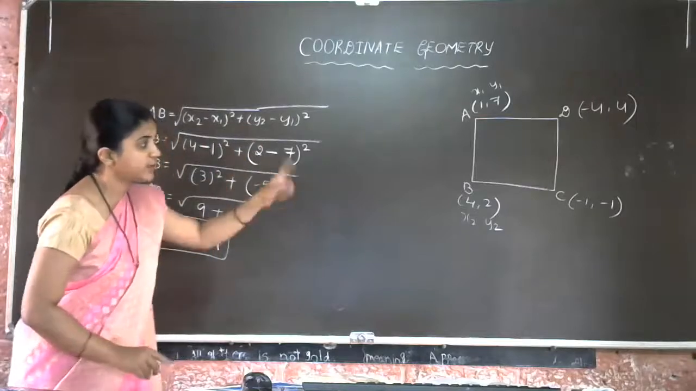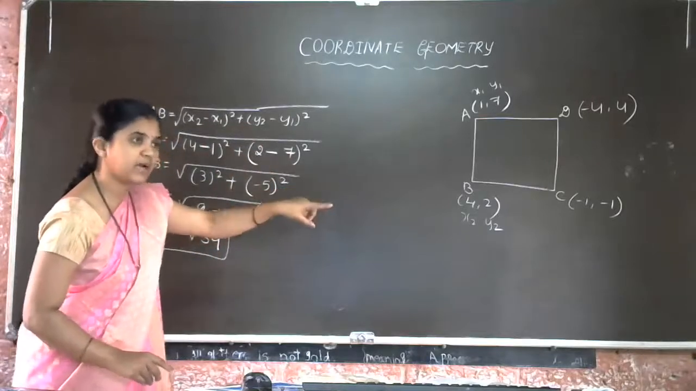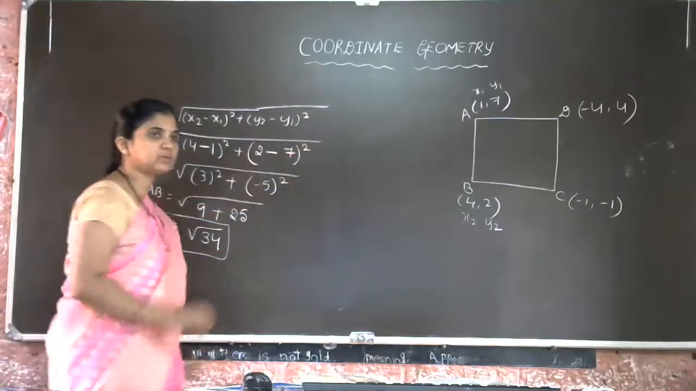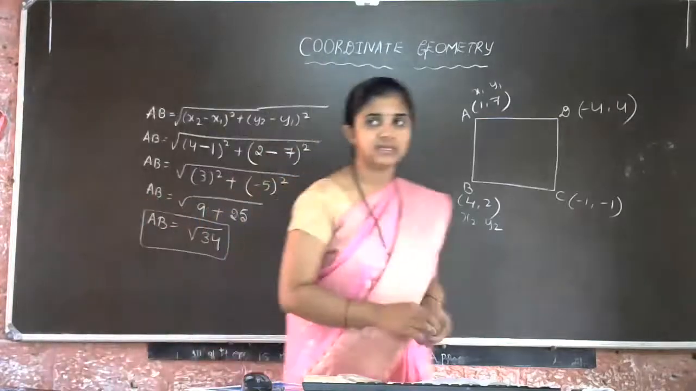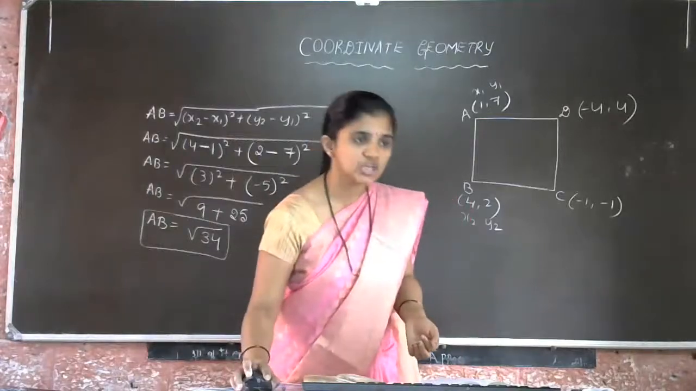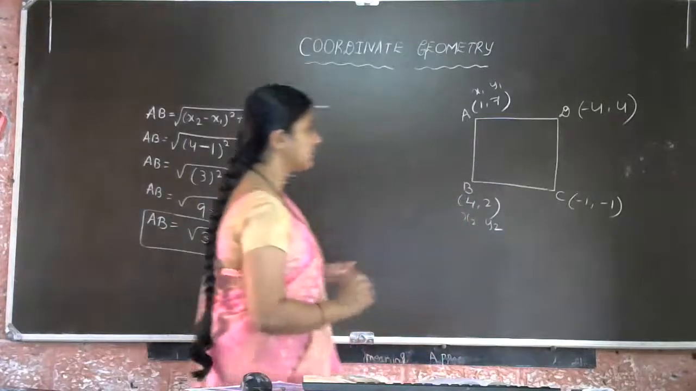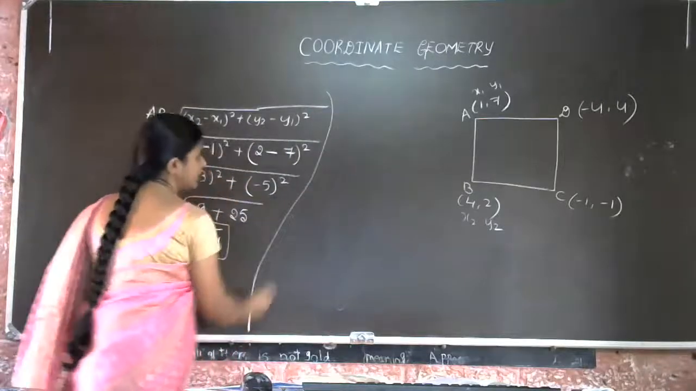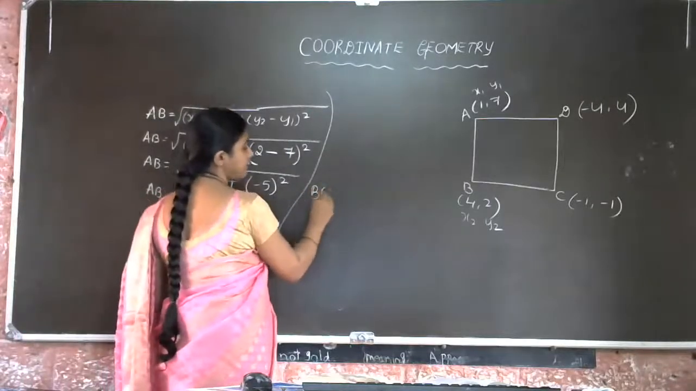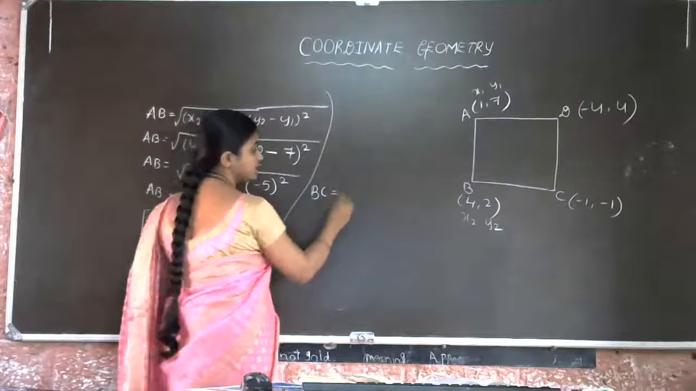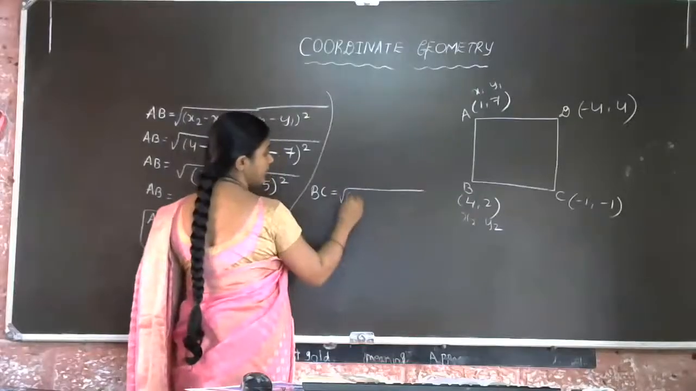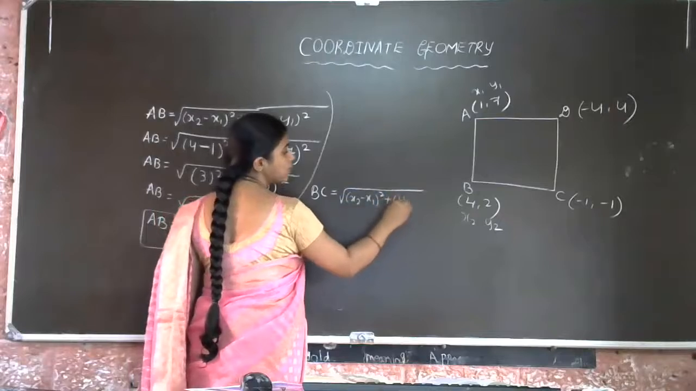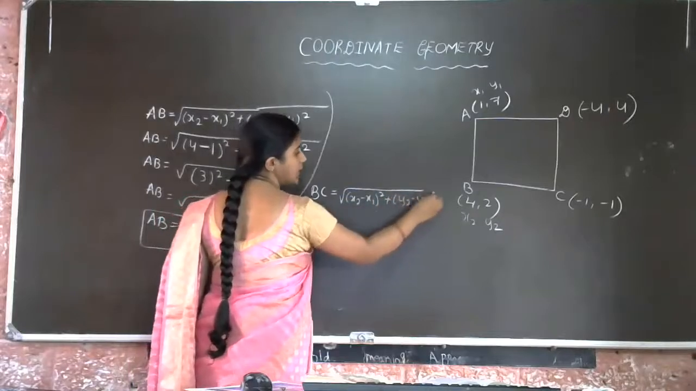Now if BC is again root 34, CD root 34, AD root 34, then we can say that ABCD is a square. Now we have to check whether we are getting BC also root 34. We'll work it out on another side. Okay, we'll find out the distance of BC now. BC is equal to, again, the same formula: square root of x2 minus x1 whole square plus y2 minus y1 whole square.